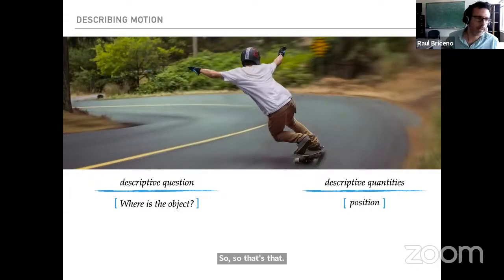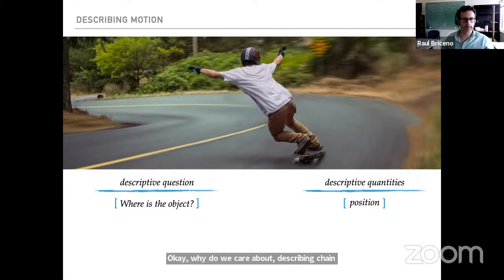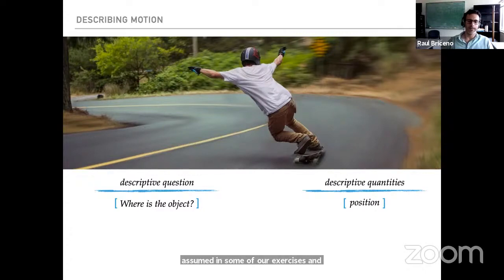Okay, why do we care about describing changes of things, right? Well, the first example that we all encounter where we start thinking about the rates of change of quantities is when we start describing moving objects. And in fact, there's a little bit of this that we've already assumed in some of our exercises, and perhaps we could have started with this instead of just jumping into kinematics, right? But nevertheless, we're moving things around.